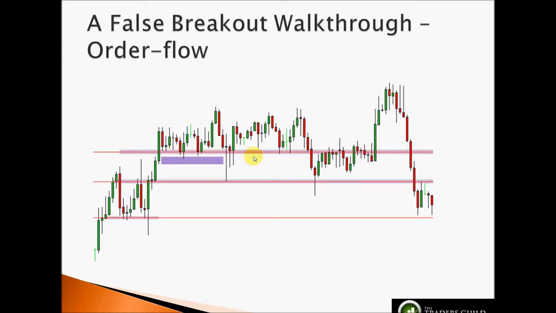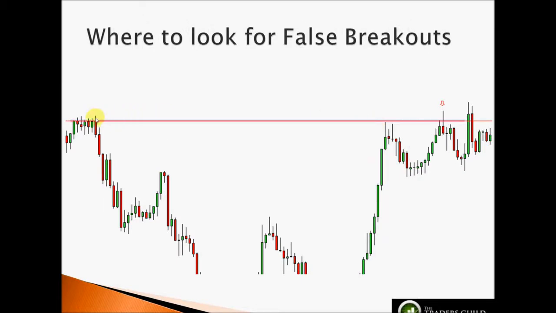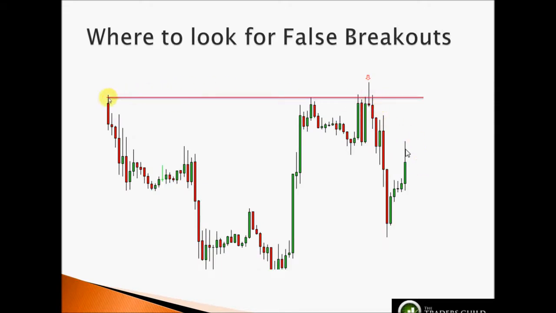Okay, so if we look at some examples, we have a clear support resistance zone. We have a material false break. Price closes back below and continues lower. Same here, same thing here. A very clear support resistance, a very clear build-up of stops.